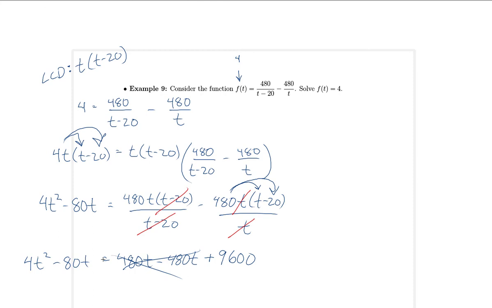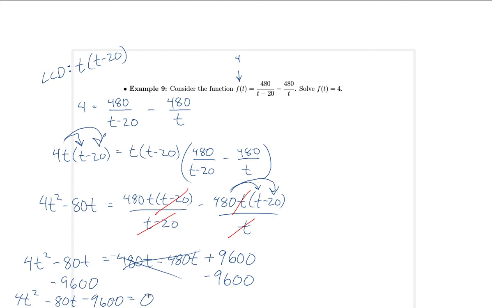So what do we have here? We have a quadratic. And generally with quadratics, what we want to do is get one side equal to 0. So 4t squared minus 80t minus 9,600.